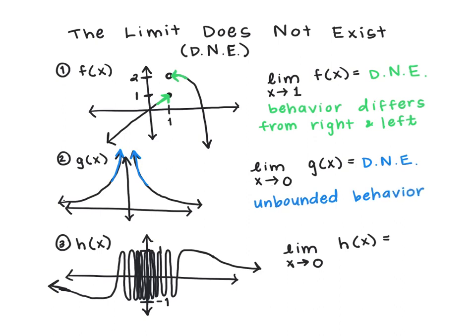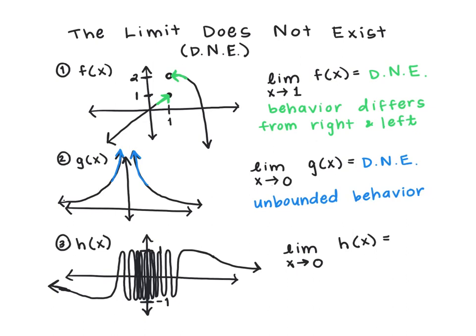Let's look at our next example. So our next example, we have the function h of x, and we see that something really interesting is going on with my function as I get close to 0. And I am asking, what is the limit as x approaches 0 of this function h of x? So what's happening here is what's called oscillating behavior. Oscillating behavior is when my function is bouncing back and forth really fast between 2 different values. So here my function is actually bouncing back and forth between 1 and -1.